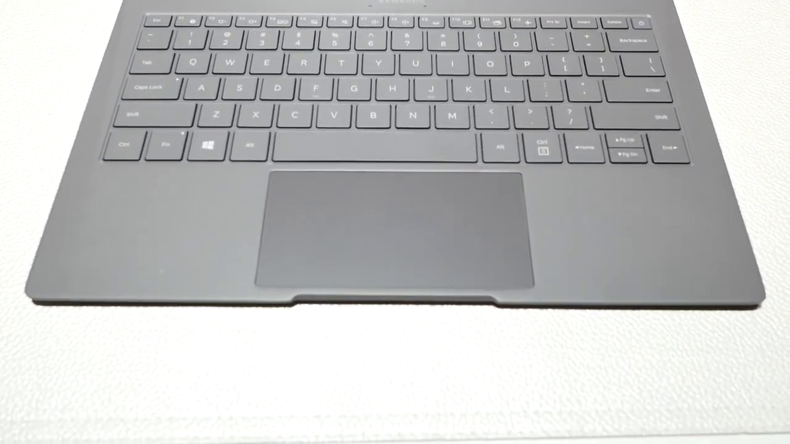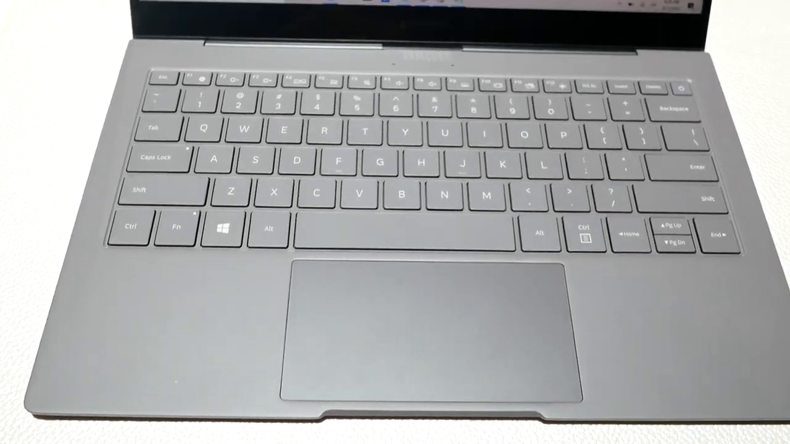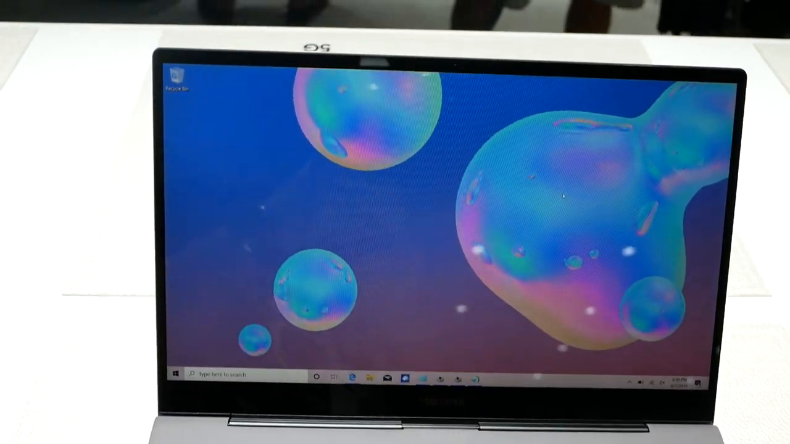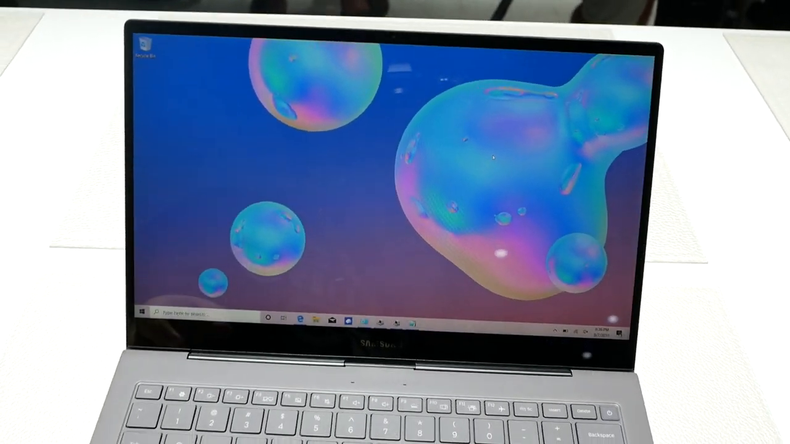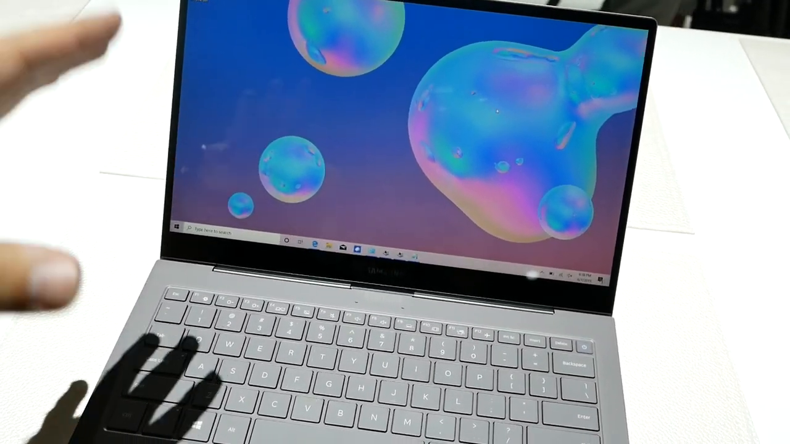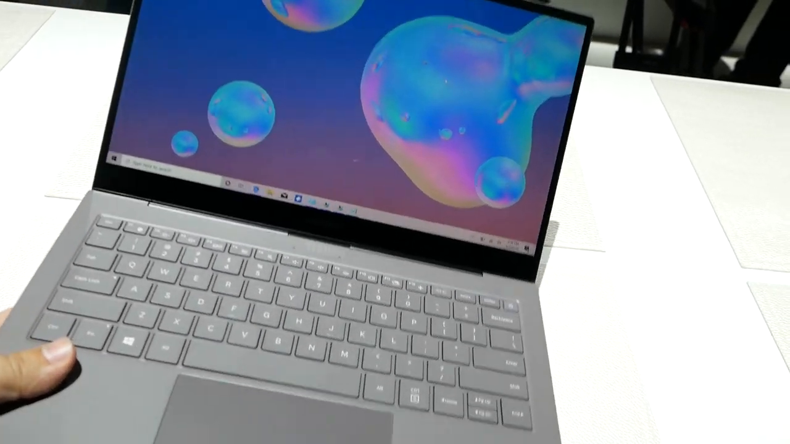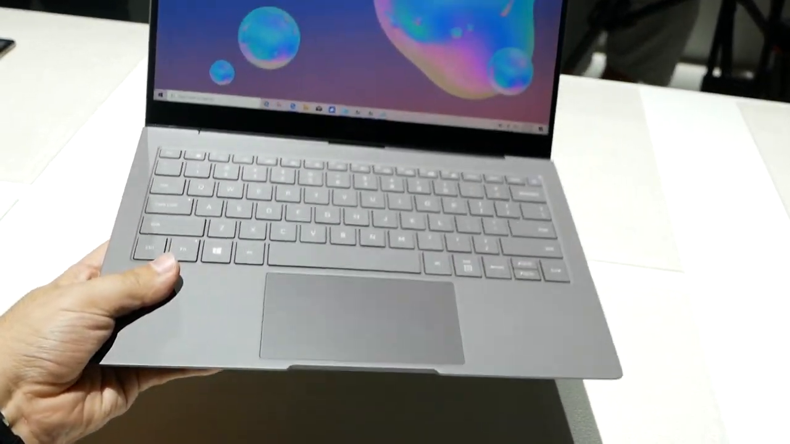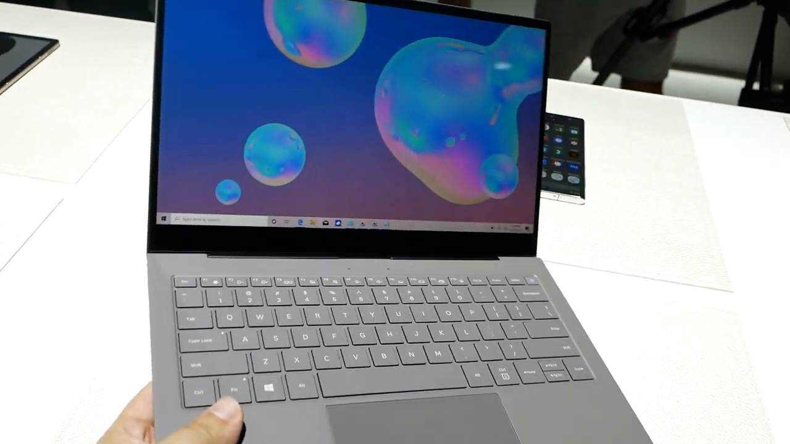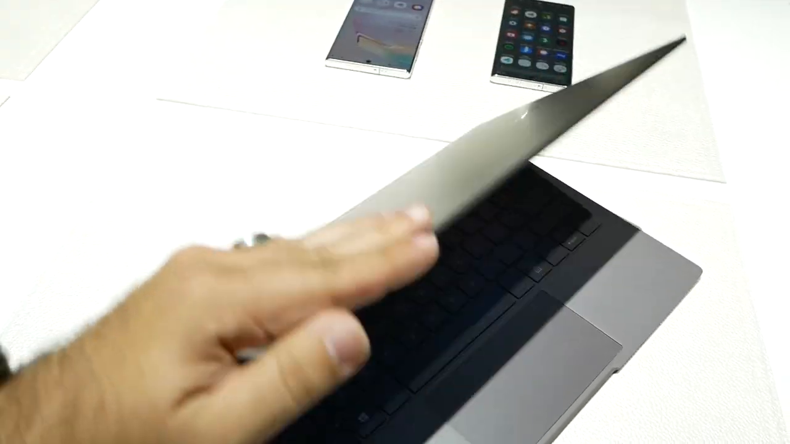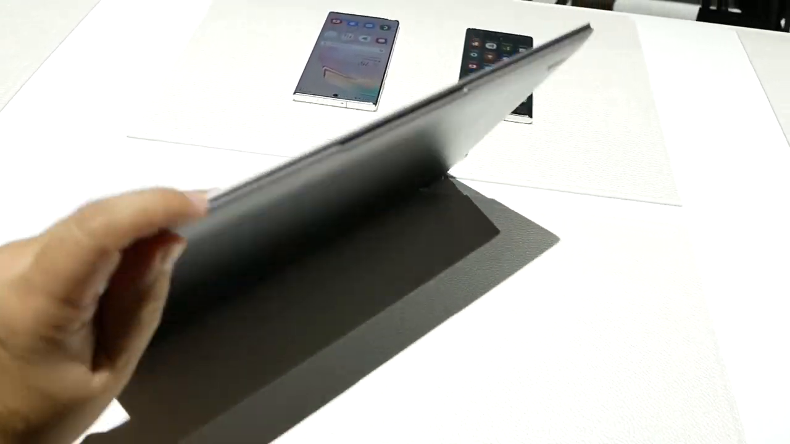Hey guys, so now we are taking a look at the brand new Galaxy Book S. So this is the latest Qualcomm all-day battery life 4G LTE connected device from Samsung. This is so light. It is extremely light and it is extremely thin. Now this is the Galaxy Book S.